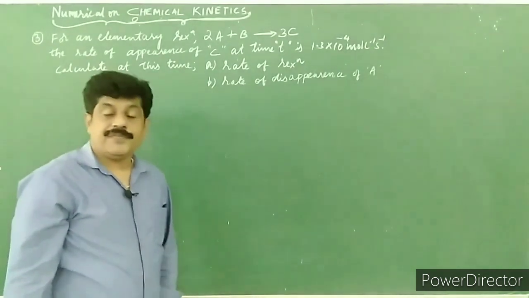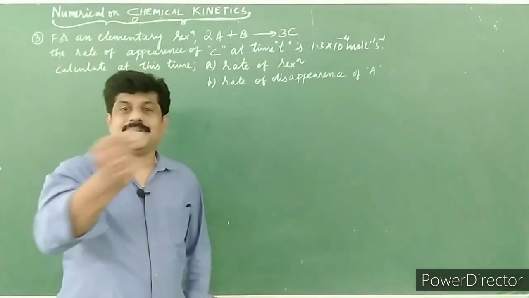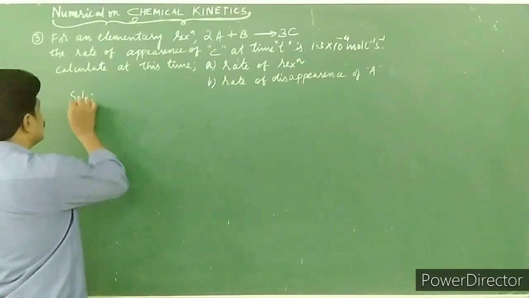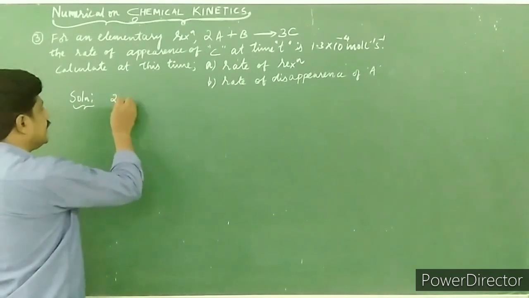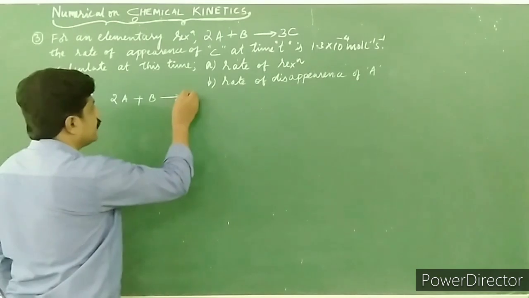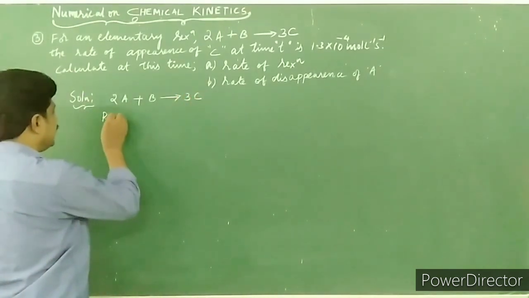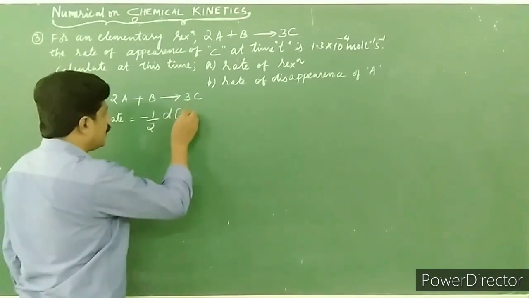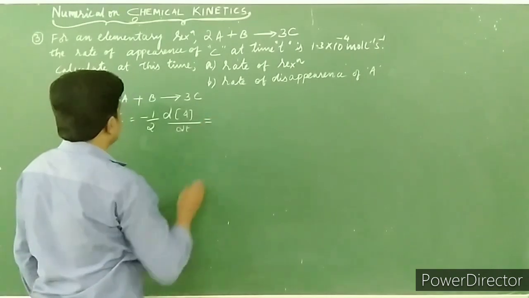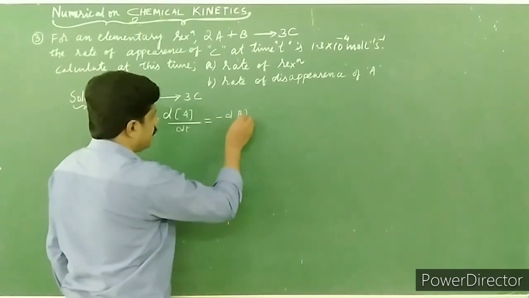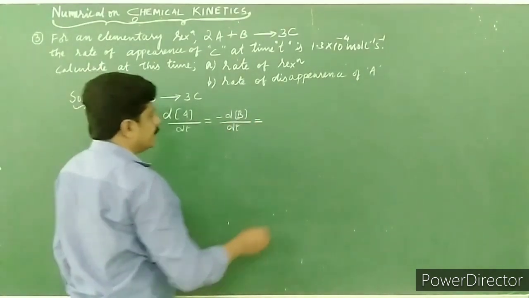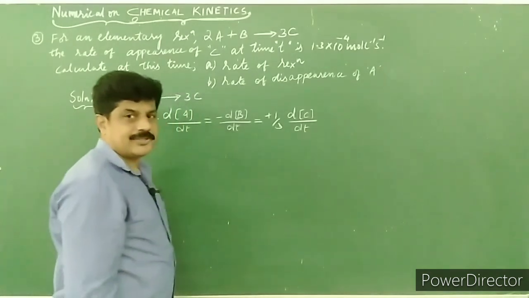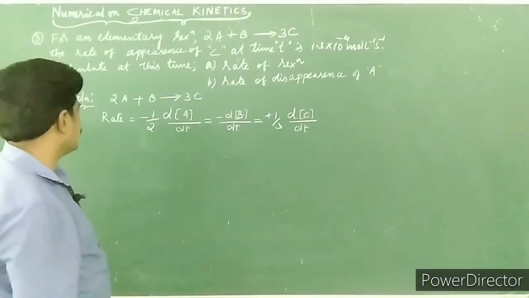Children, as usual, first you need to write the differential rate equation for the above reaction. Let me solve. Solution. So for the differential rate equation, I write the reaction 2A plus B giving rise to 3C. Now the differential rate equation: rate is equal to minus 1 by 2 d molar concentration of A upon dt, that is equal to minus d molar concentration of B upon dt, that is equal to plus 1 by 3 d molar concentration of C upon dt. So this is the differential rate of a reaction.